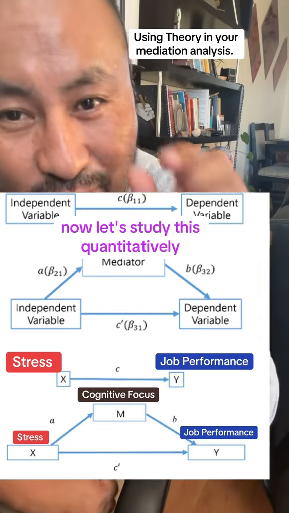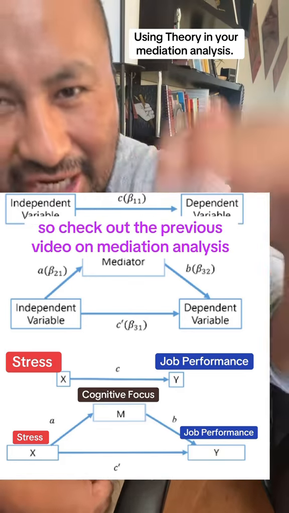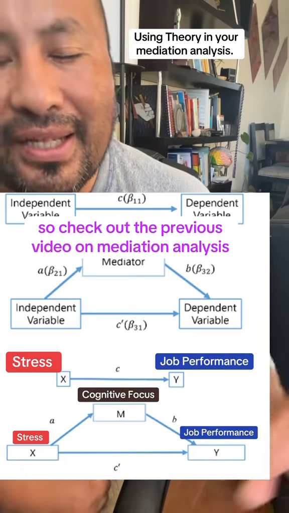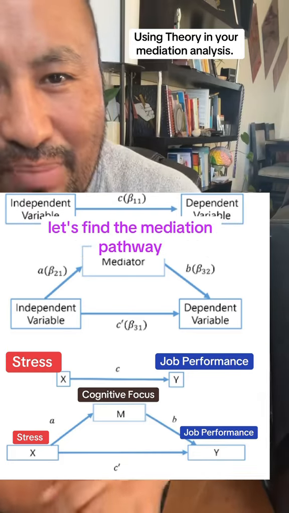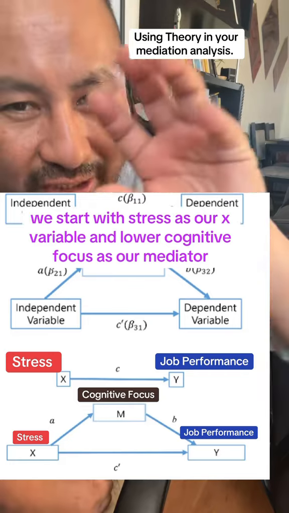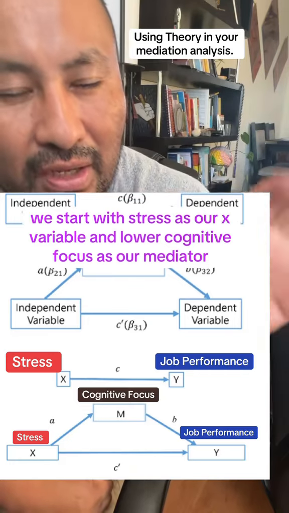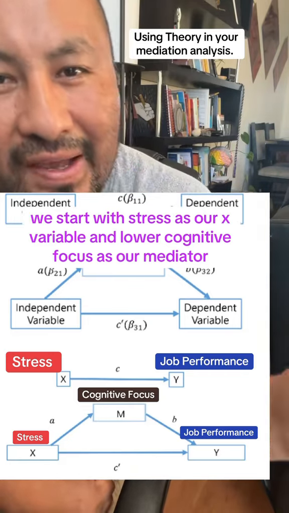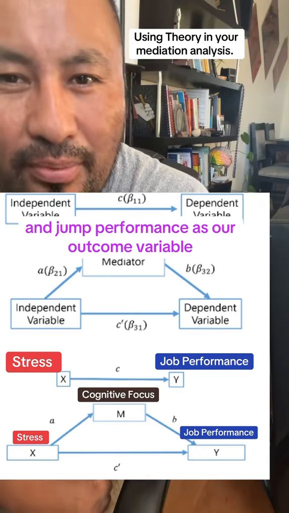Now let's study this quantitatively, right? So check out the previous video on mediation analysis. But let's find the mediation pathway. Very important. Pay close attention to this. So, three variables. We'll start with stress as our X variable, and lower cognitive focus as our mediator, and job performance as our outcome variable, or Y.